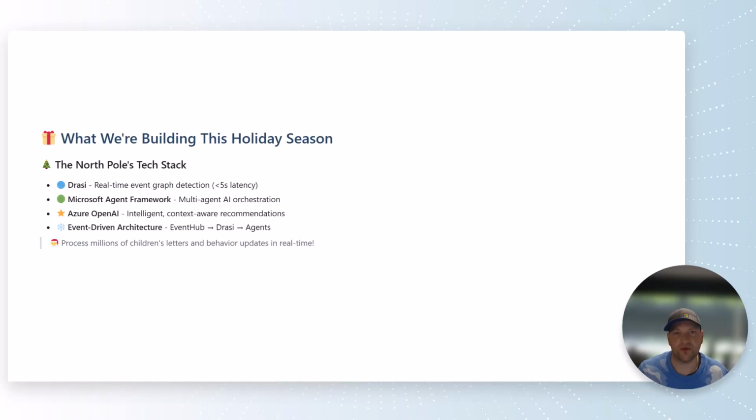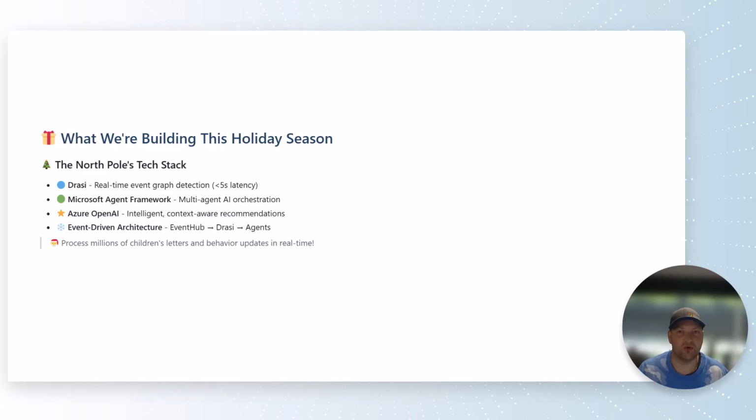So the scenario we're going to look at today, or what we're going to build, is essentially this scenario where Santa needs to process millions of wish list requests from children and behavior updates. So we're going to use a couple of key technologies to enable this. One is Drasi, which will detect the patterns in streaming events. So for example, all our wish list events from children, letters to Santa as an example, will be coming in. Drasi will take a look at that.